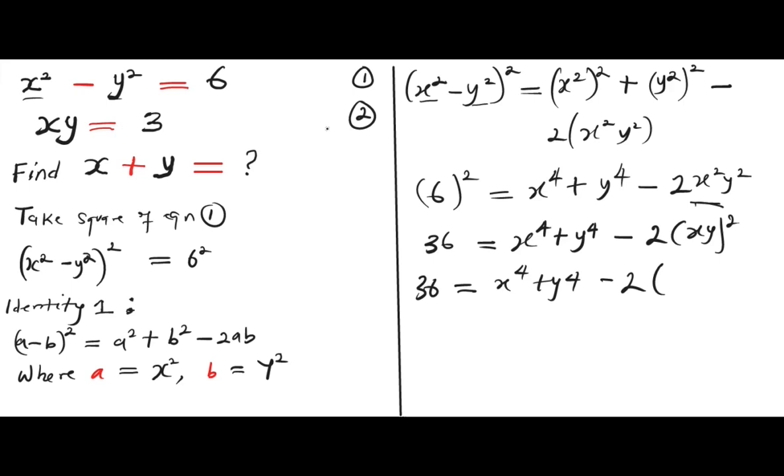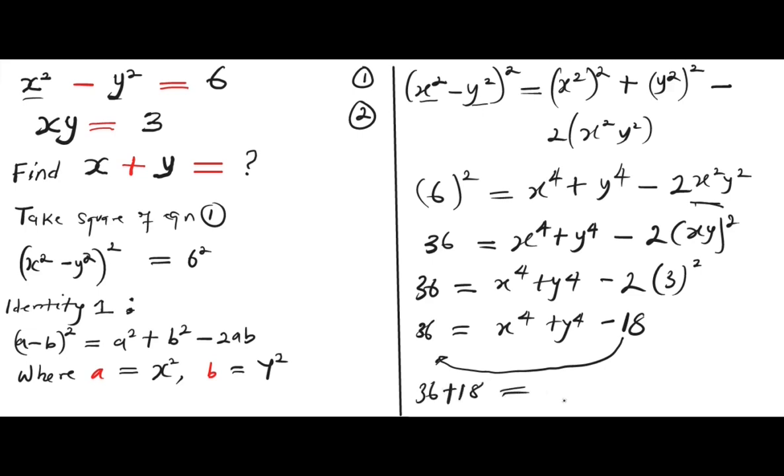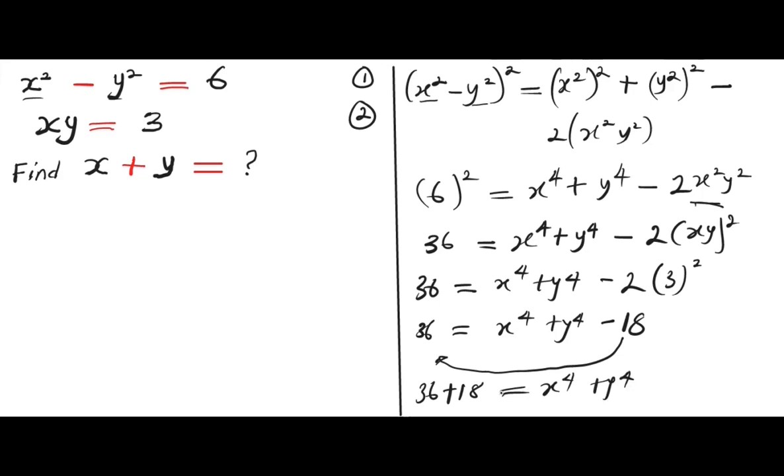From equation 2, xy equals 3. So we have 3 all squared, okay? So let's simplify this further. We have 36 equals x raised to the power of 4 plus y raised to the power of 4 minus 3 raised to the power of 2, which is the same thing as 3 times 3, and that is 9. And 9 times 2 is 18, okay? So we have 18. Now let's collect like terms, okay? If this negative 18 crosses over to this side, it's going to change to positive, right? So we have 36 plus 18 equals x raised to the power of 4 plus y raised to the power of 4, okay? So let's continue from this other part of the board.